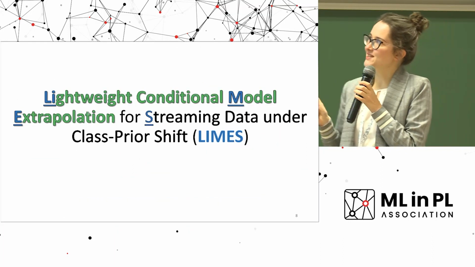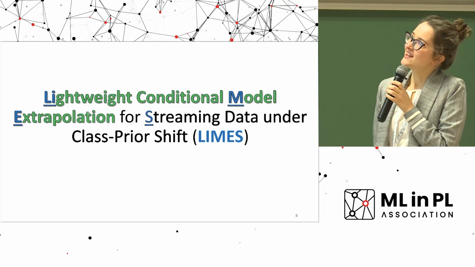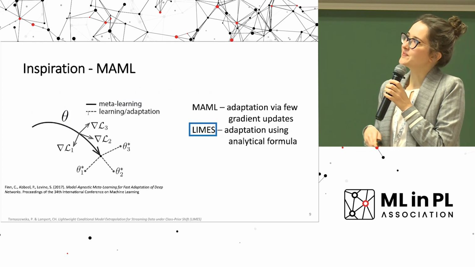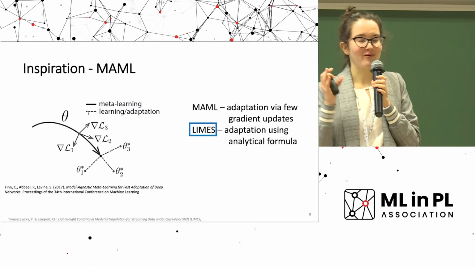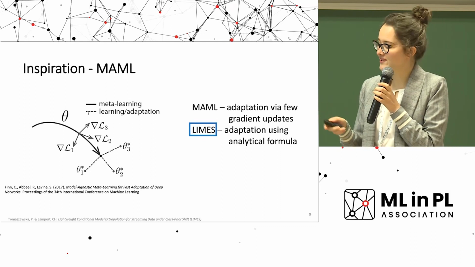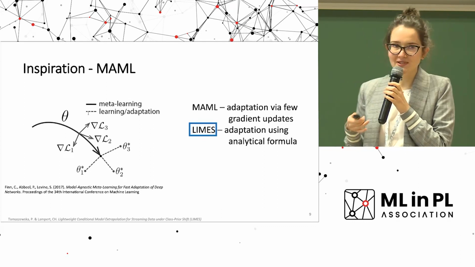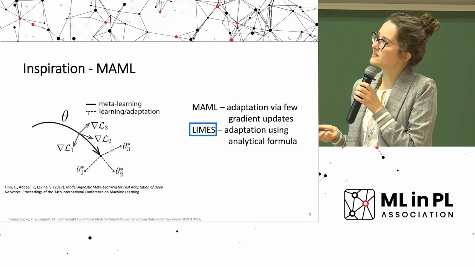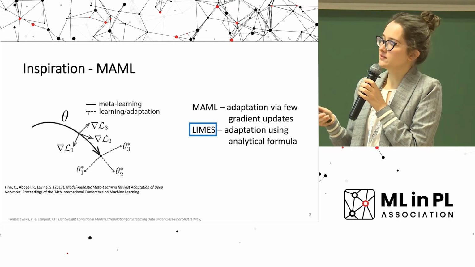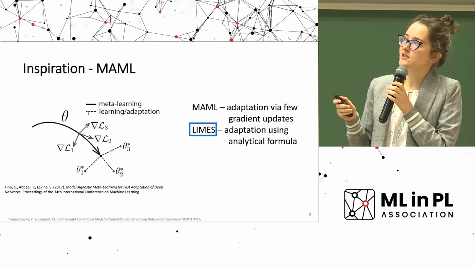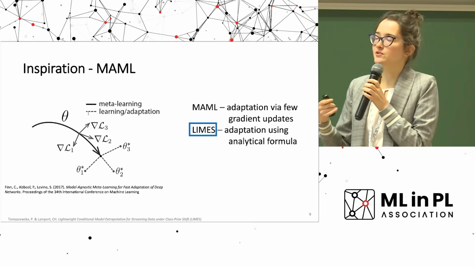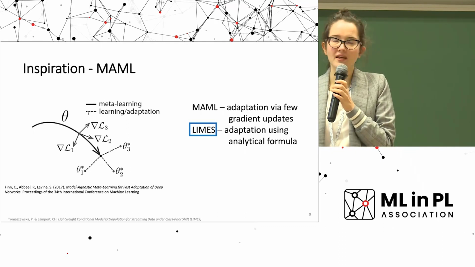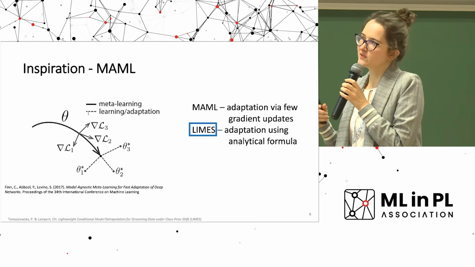Now let's decipher the first part of the title: lightweight conditional model extrapolation. We already know that we want to have one model that we can adjust to different scenarios. Maybe some of you have heard about something similar, which is called MAML, model-agnostic meta-learning. In that case, we have one model, we train the weights, and we want these weights to be easily adjustable for different scenarios. This adaptation is happening during a few gradient updates, most of the time just one.